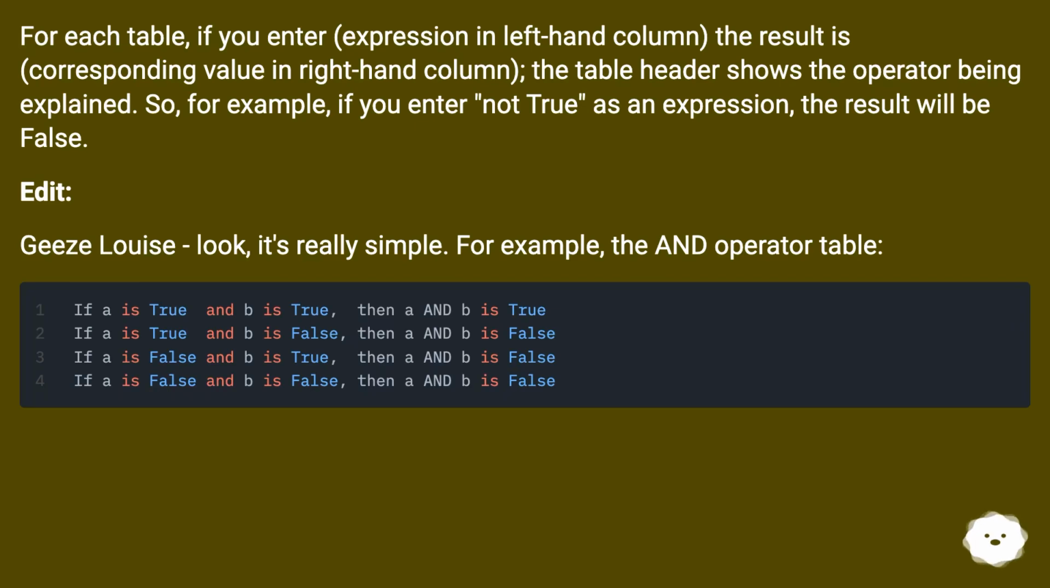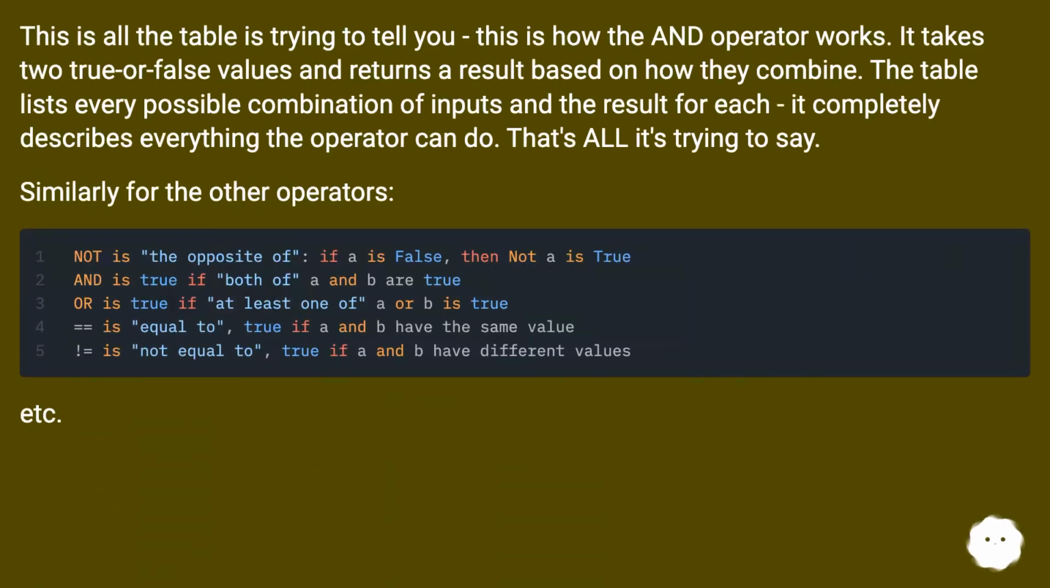For example, the AND operator table. This is all the table is trying to tell you. This is how the AND operator works. It takes two true or false values and returns a result based on how they combine. The table lists every possible combination of inputs and the result for each. It completely describes everything the operator can do. That's all it's trying to say. Similarly for the other operators. Etc.